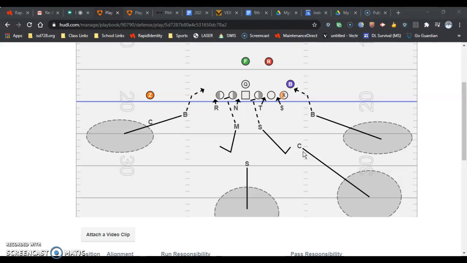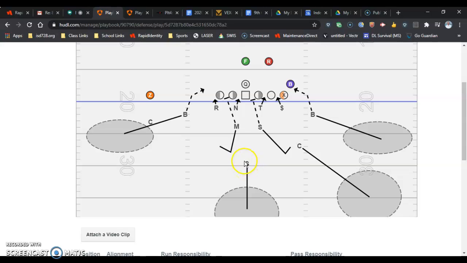The cornerbacks are force players, secondary force players, meaning that if the bandit breaks down, the cornerback takes over that responsibility of making sure they turn the player back into the rest of our help, which is the inside. And then the safety back here is the lane player.